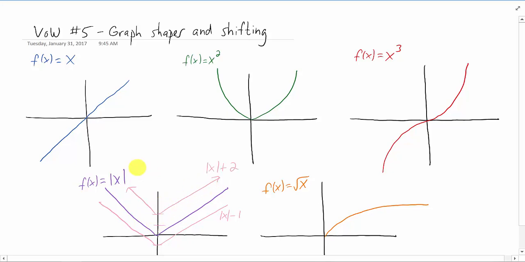So you can see right away my amazing artistic abilities, my apologies. The point is, if you add or subtract a number to the end of the function, that shifts the graph up or down that many units.